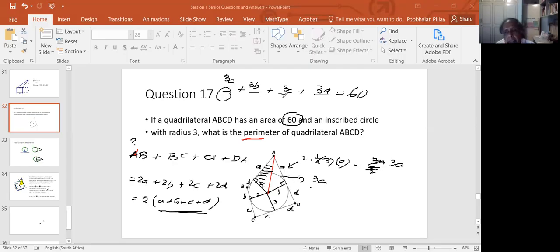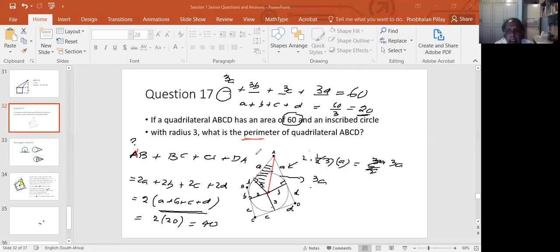So you got 3a plus 3b plus 3c plus 3d is 60. If you divide right throughout by 3, or otherwise you can take out 3 as a common factor, right? Then you'll have that a plus b plus c plus d is 20. So we've got this. Some kind of a magic here. We landed up actually calculating this without knowing what a, b, c, d are. We only needed to know what a plus b plus c plus d is. And that is 2 times 20. And that gives you 40.